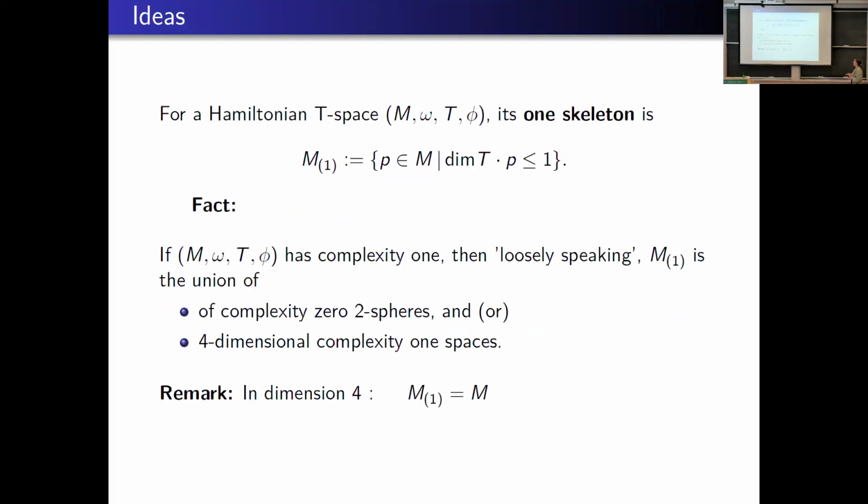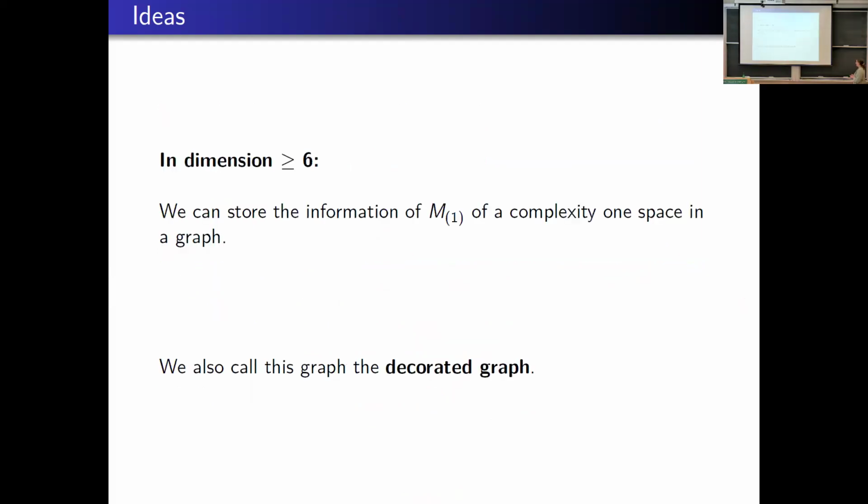For a Hamiltonian T-space, its one skeleton consists of the points in the manifold whose orbit has dimension at most 1. For a complexity 1 space, loosely speaking, we can think of the one skeleton as a union of complexity 0 two-spheres or 4-dimensional complexity 1 spaces. In particular, in dimension 4, complexity 1, the one skeleton is M itself. In dimension greater than 6, we can still store the information of the one skeleton of a complexity 1 space in a graph, and we also call this the decorated graph.